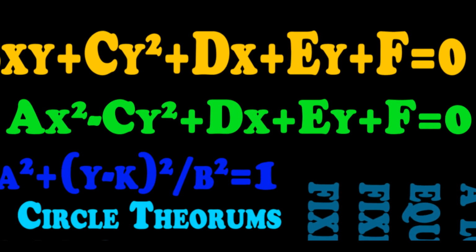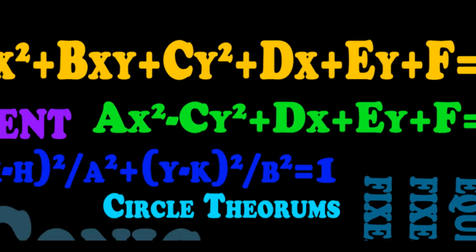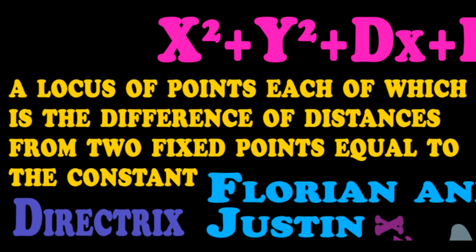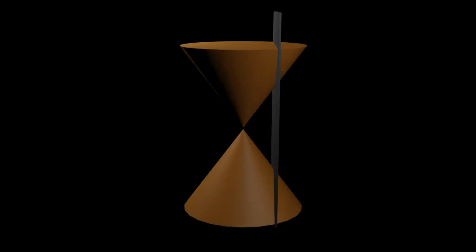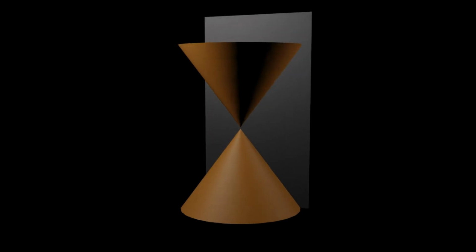The standard equation for a hyperbola is ax² − cy² + dx + ey + f = 0. A hyperbola is a locus of points, each of which has a difference of distances from two fixed points equal to a constant. If you cut a double cone parallel to its height, the cross-section created is a hyperbola.